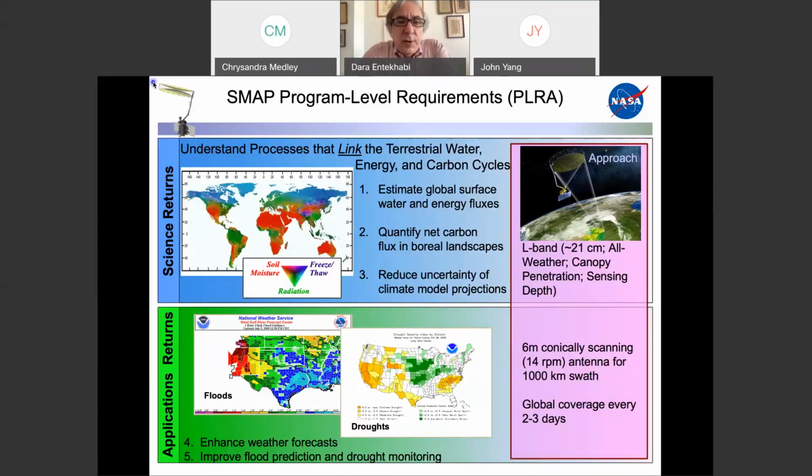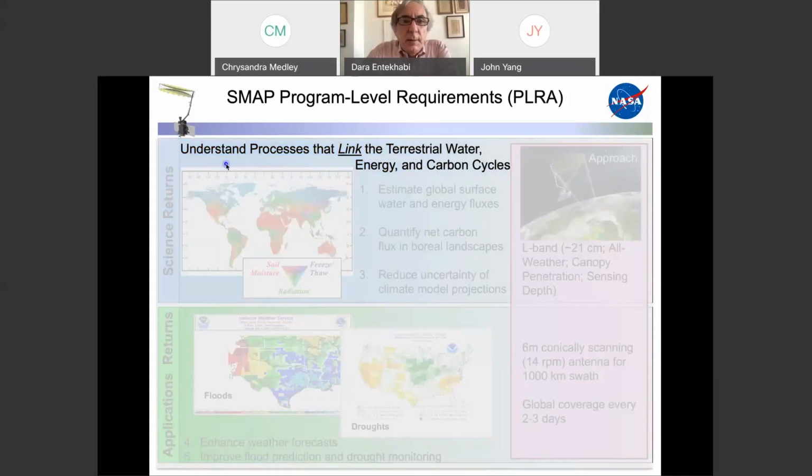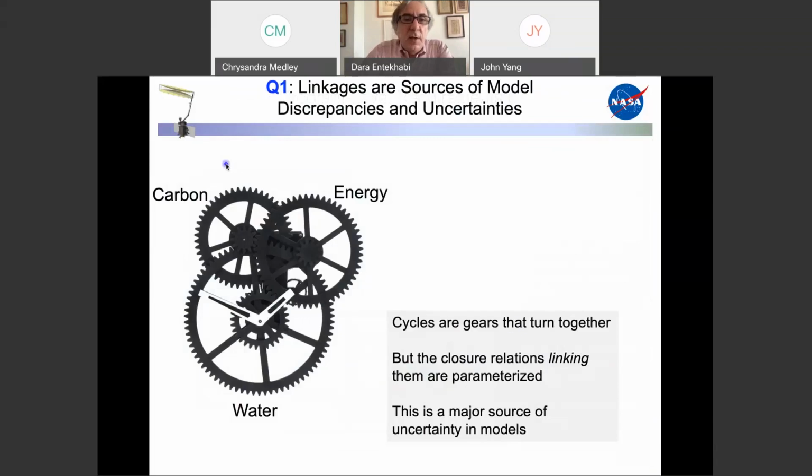But in the science returns, let me just focus on the top sentence here. The number one goal, or the overarching goal, and the first science question that I put up at the very beginning, is to understand processes that link the terrestrial water, carbon, and energy cycles. So the key word is link. One can think of it as the 3 main metabolic cycles of the Earth system, carbon, energy, and water, as gears in a clock.